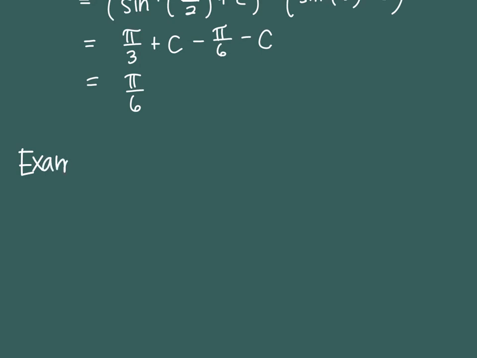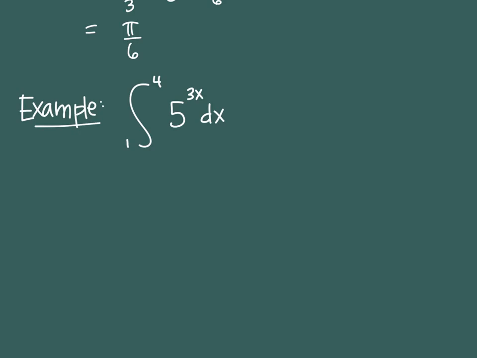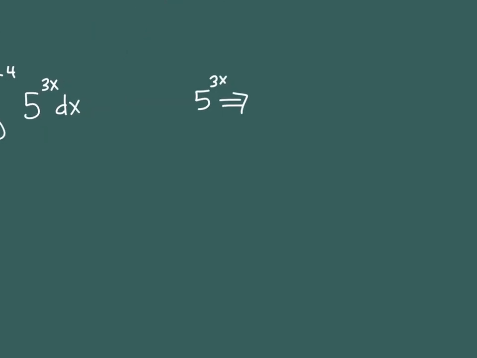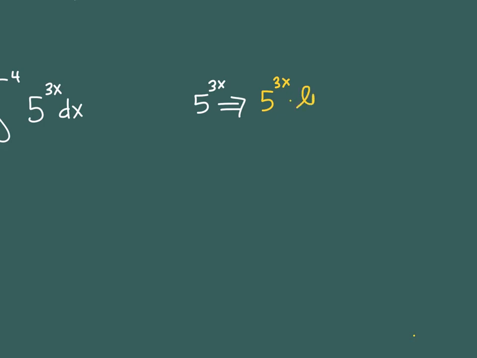Another antiderivative we might want to evaluate is the antiderivative of an exponential. How about 5 to the 3x dx, going from 1 to 4? Okay, the antiderivative of 5 to the 3x. Sometimes when I forget how to do it, I think about what its derivative was. Its derivative, 5 to the 3x, was 5 to the 3x times the natural log of 5 times the chain rule of 3.